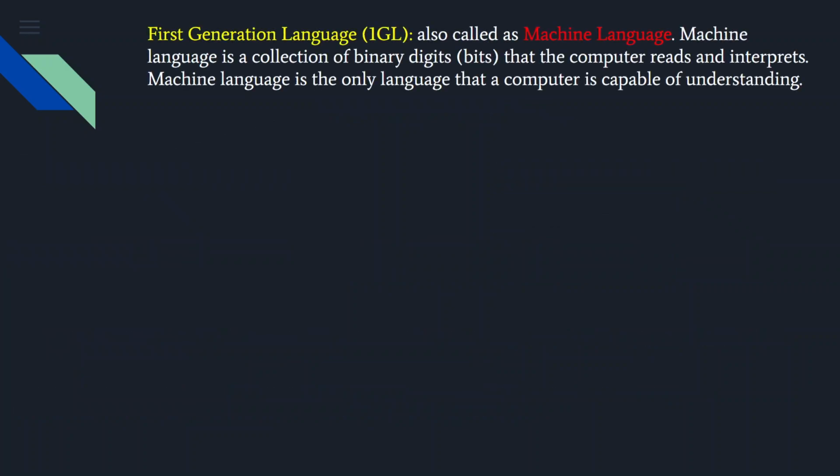First generation language, sometimes referred to as 1GL, is also called machine language. Machine language is a collection of binary digits or bits that the computer reads and interprets. Machine language is the only language that a computer is capable of understanding because it is written in zeros and ones.